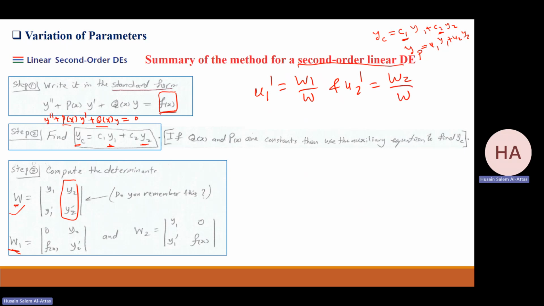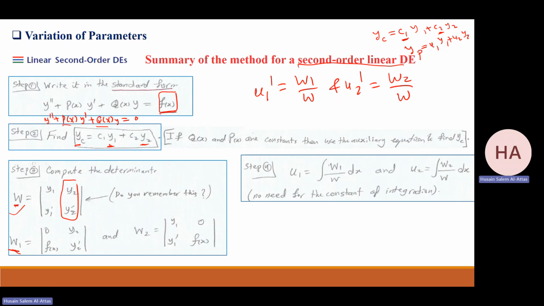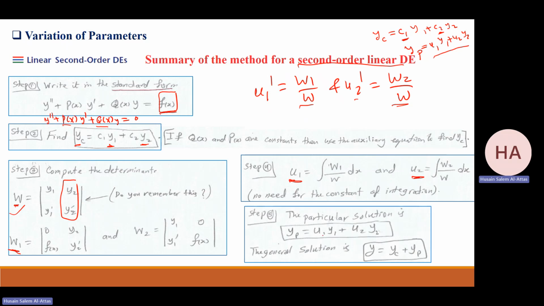This is the derivative, u1 prime. So I need to find u1. How to find u1? I need to integrate it. I integrate this and get u1, and integrate this and get u2. I have u1 and u2. Plug them in and I get yp. yp will be u1 y1 plus u2 y2. What will be the general solution? yc plus yp. It's a little bit of calculation, and it needs integration. Usually the difficulty comes in the integration. Otherwise, it's just a procedure.